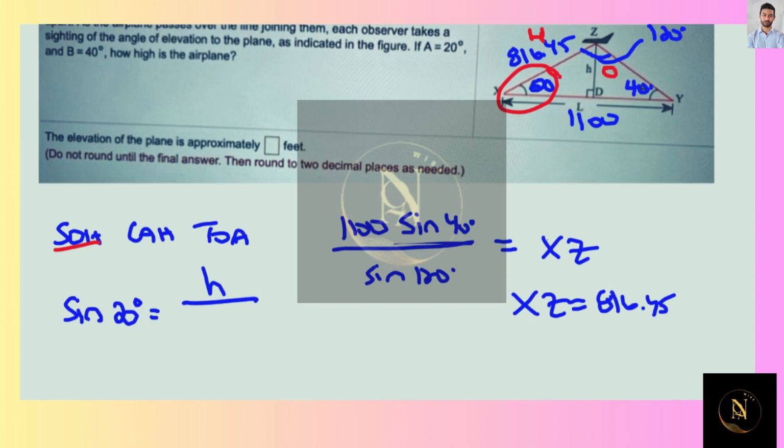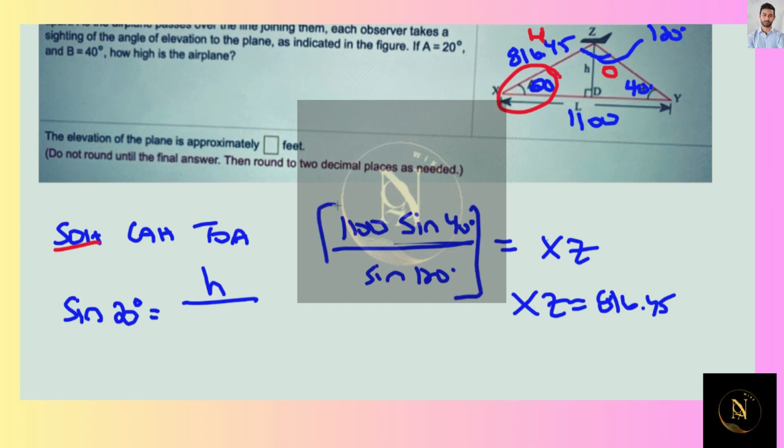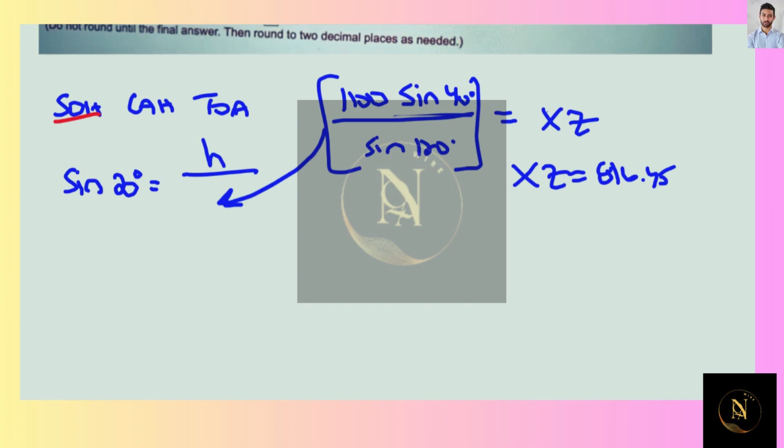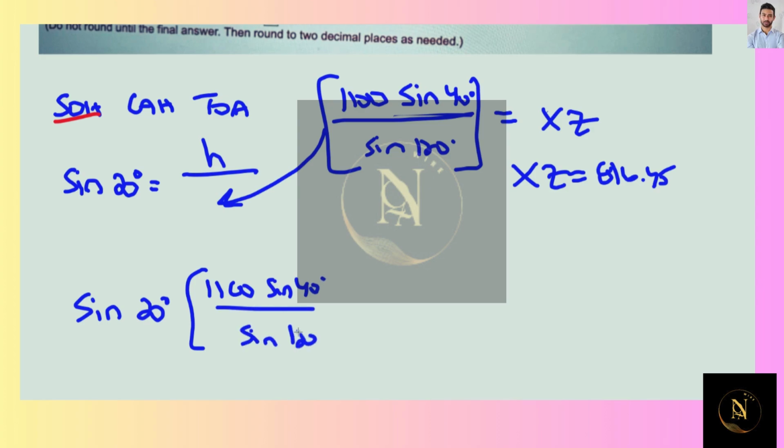which it says do not round it to the final answer. So I don't want to use 816.45. We want to use this here. We can do that because you would multiply it to the other side of the equation anyway, so it'd be sine 20 times 1100 sine 40 over sine 120. And that would be equal to h.